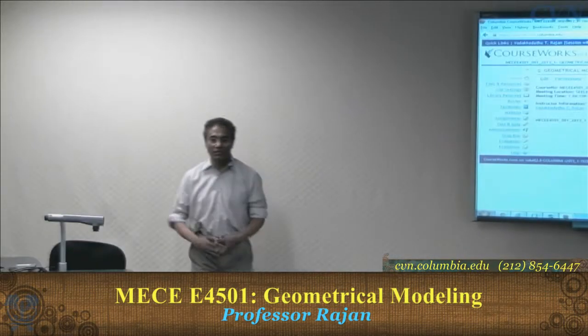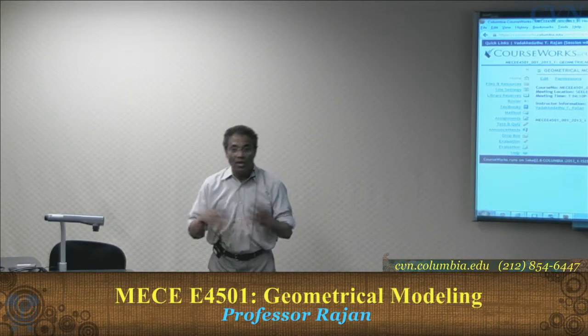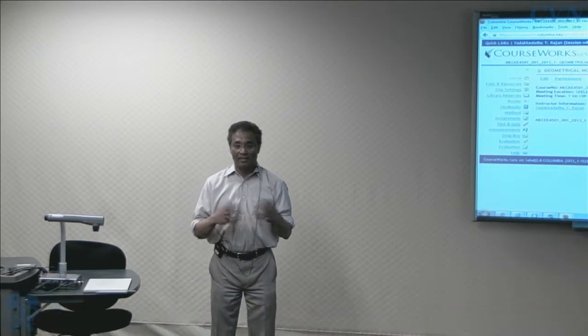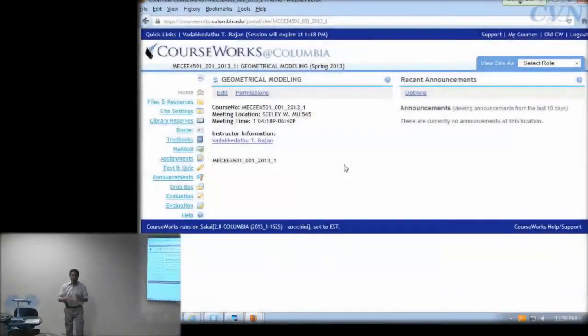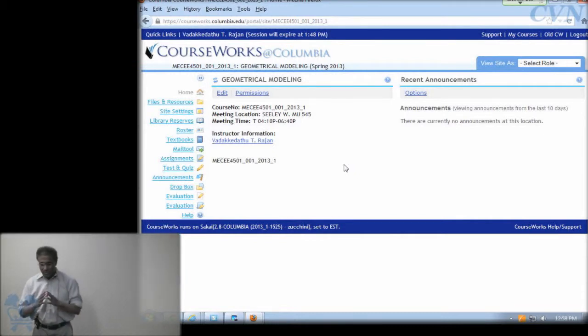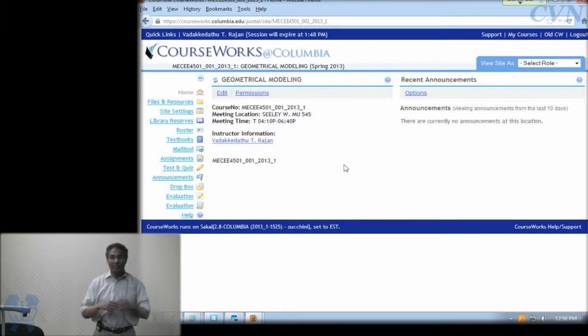This course deals with geometric modeling, and in particular, the modeling of surfaces and curves in a geometry of a geometric object. But the course actually goes beyond that into doing representation and manipulation of surfaces and dealing with surfaces and curves that come up in engineering problems.